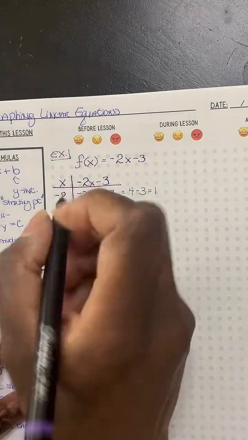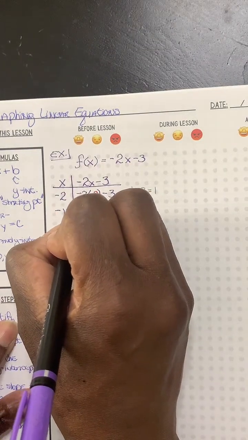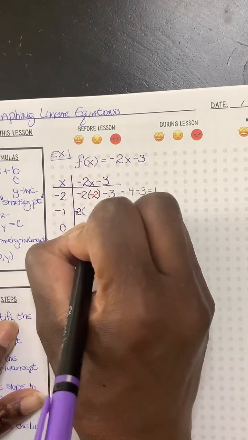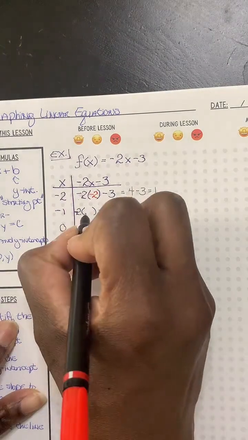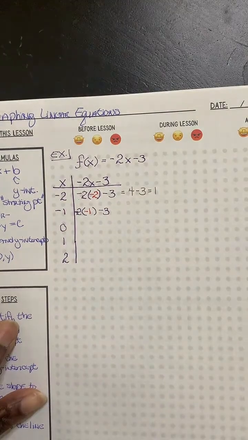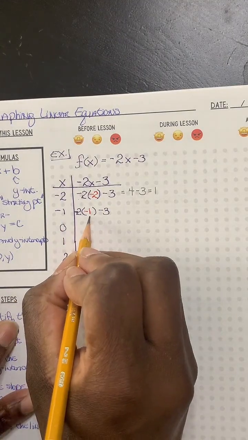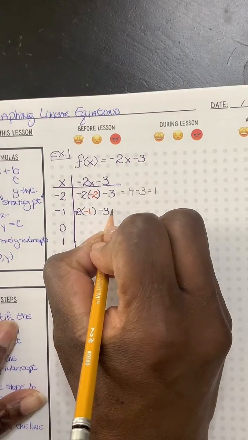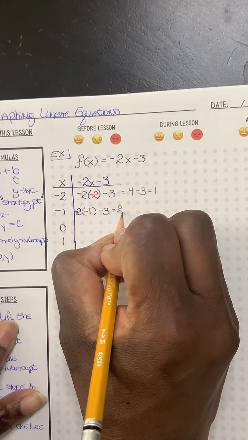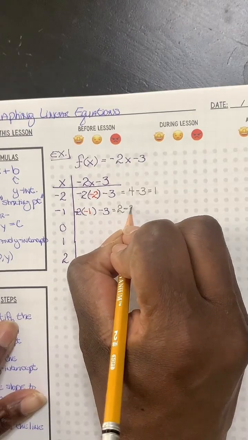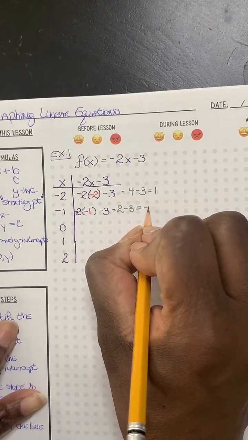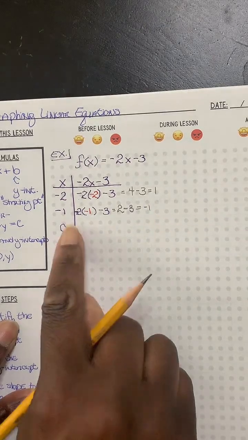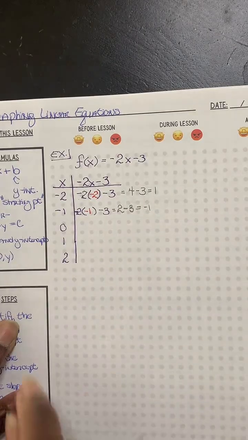So now I'm going to do the same thing for each of these. So I have negative 2. Just need to move it over a little bit. So I substitute the negative 1 for the x. So now I have negative 2 times negative 1, and a negative times a negative gives me a positive. And then minus 3. So 2 minus 3, that gives me a negative 1. So the ordered pair here is negative 1, negative 1.